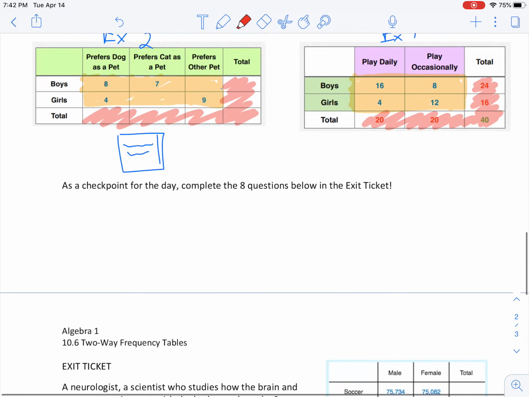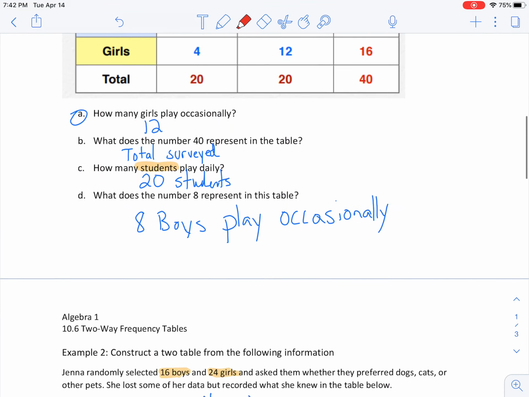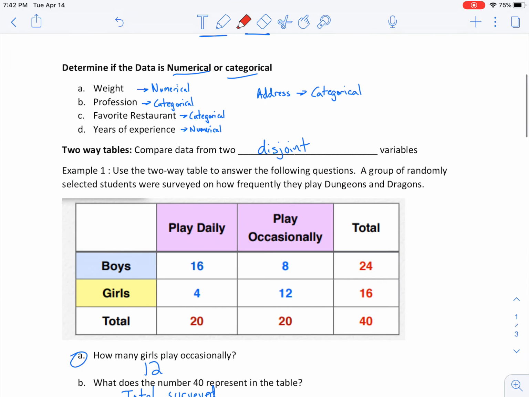Okay. All right, and that's it for today. We're going to keep it short and sweet. So talking about two-way tables. We'll talk about frequency tables on Friday, but tomorrow we have more practice.